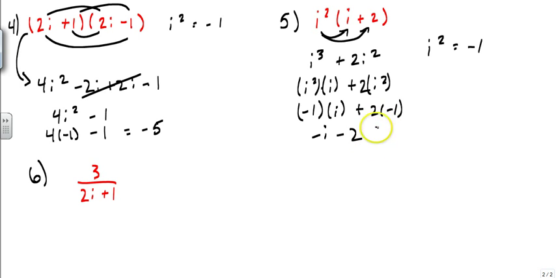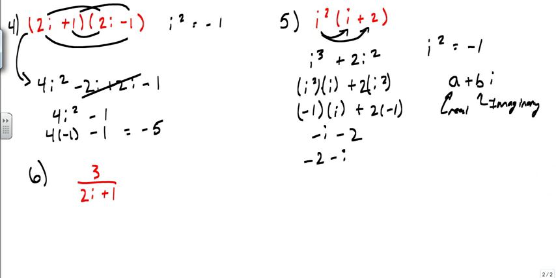Remember, in standard form, our real number comes first and then our imaginary. So I just need to switch these around and write negative 2 minus i. That is the final answer because it's in a plus bi form. Remember that, a plus bi form. Real number and the imaginary number. So real and then imaginary.